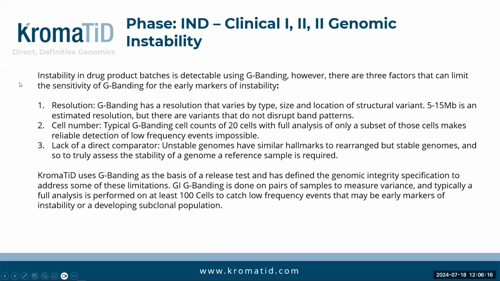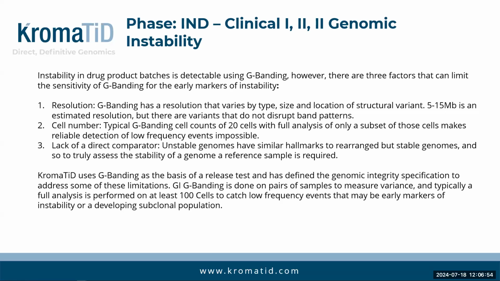So instability in drug product batches is detectable using G-banding. However, there are 3 factors that can limit the sensitivity of G-banding for early markers of instability. Resolution: again, G-banding has a resolution that varies by type, size, and location of structural variant. So 5 to 15 megabases is an estimated resolution, but there are variants that do not disrupt band patterns. Cell number: typical G-banding cell counts of 20 cells with full analysis of only a subset of those cells makes reliable detection of low frequency events impossible.